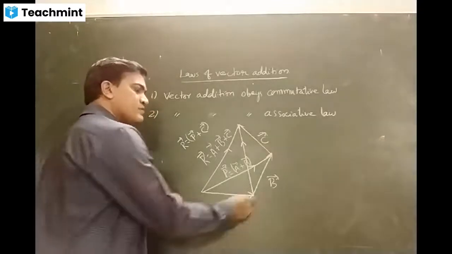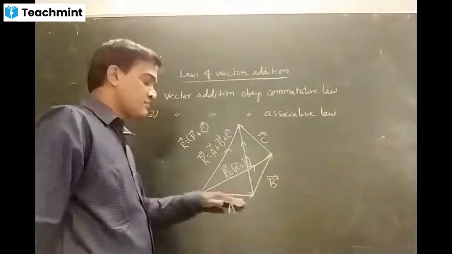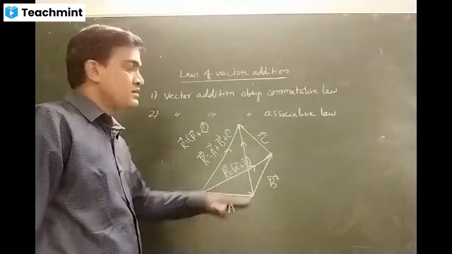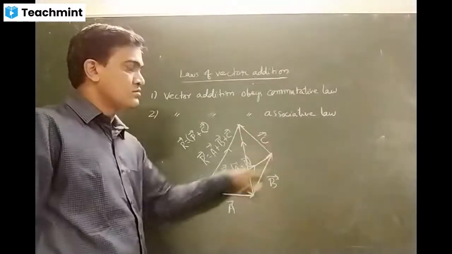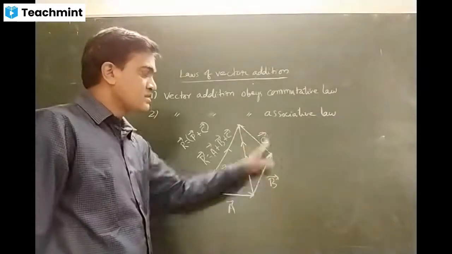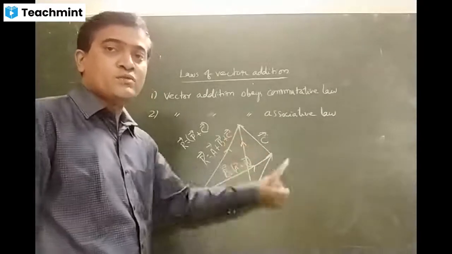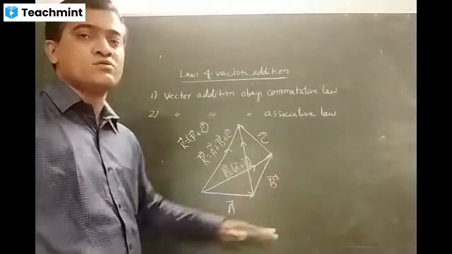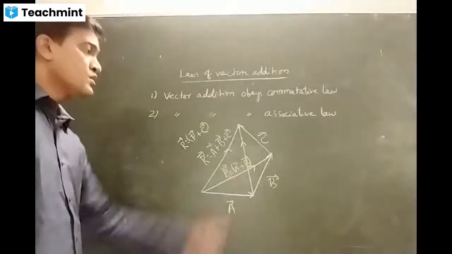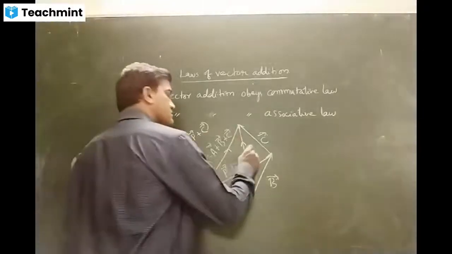No. Head of A bar only. But I'm not considering A bar. Forget about A bar. I'm considering only B bar and C bar. If I consider two vectors B bar and C bar, then you have to talk only about B bar and C bar. Don't consider A bar now. Now, what is the resultant in this case?